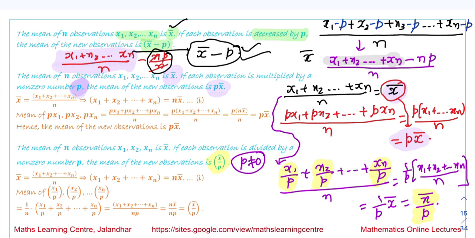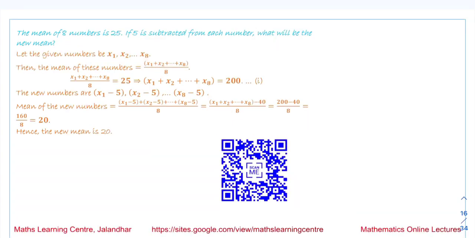Based upon these results or theorems, we have these questions. If the mean of 8 numbers is 25 and if 5 is subtracted from each number, what will be the new mean? We know that if 5 is subtracted from each number, then the new mean is 25 minus 5, that is, the mean will be decreased by 5 and the answer we get is 20. We can directly use this result.